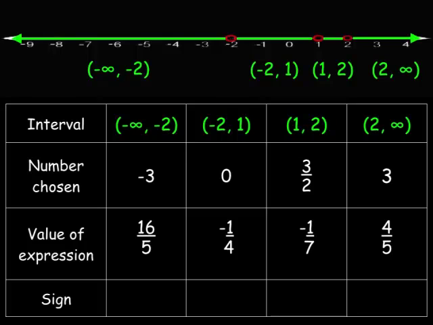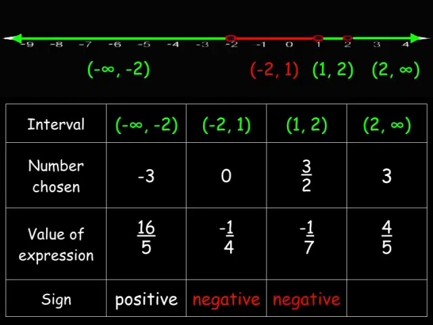It is positive on the leftmost interval, not part of our solution. From negative 2 to 1, however, it's negative. That's part of our solution. It's becoming red above. From 1 to 2, it is also negative, so that is part of our solution. We're going to include that in our answer. On the last subinterval, it's positive, not part of the solution to this problem.